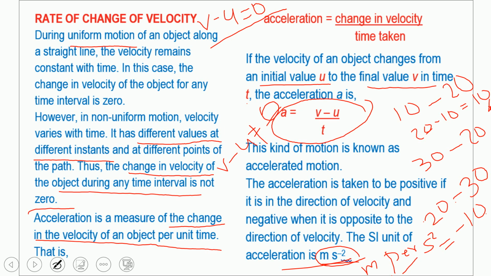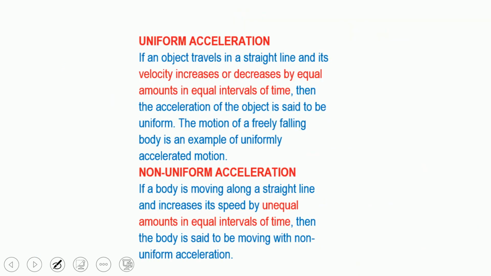Now we can talk about uniform acceleration. We are talking about acceleration, so what is uniform acceleration? One case is uniform motion. What is uniform motion? v minus u is equal to 0. The other case is that for an equal interval of time, v minus u is equal to a constant. If v minus u is equal to a constant for equal intervals of time, then we will say that it is uniform acceleration.